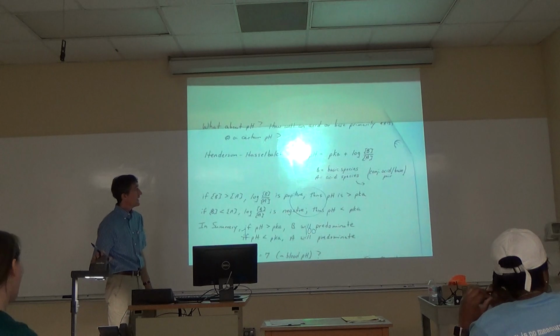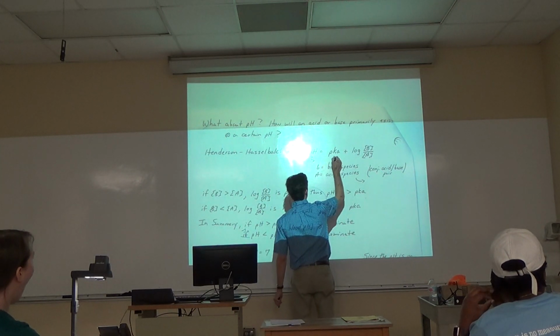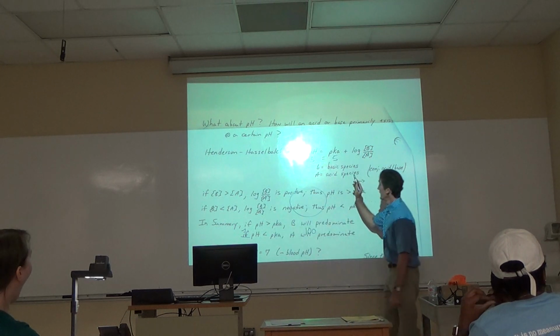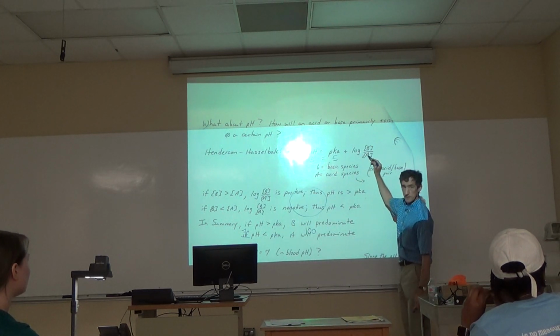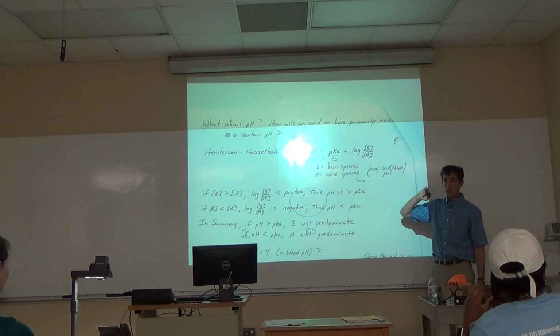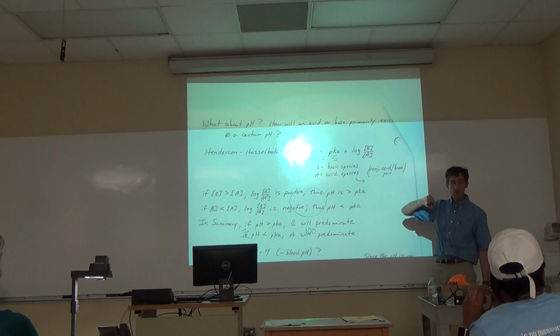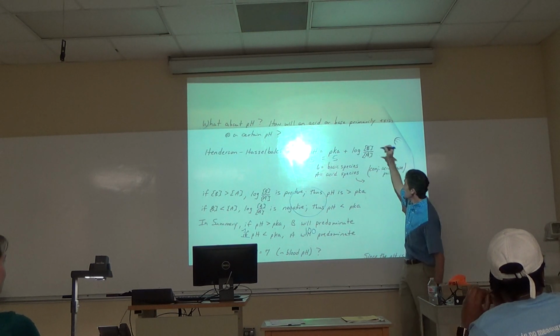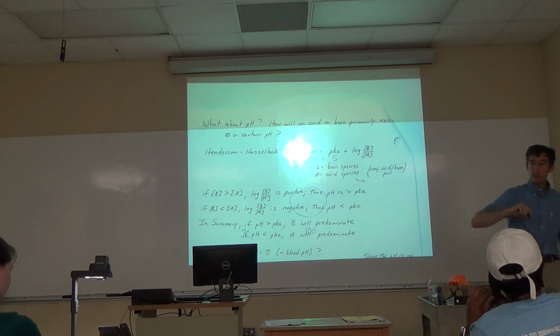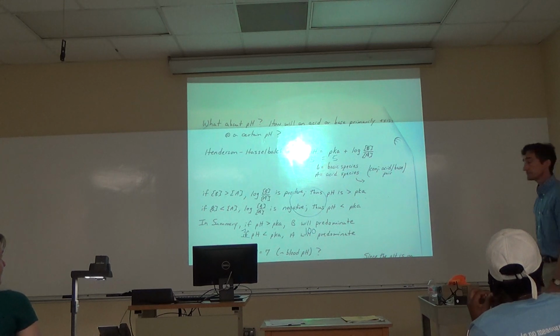Because at pH of 5, look at your math. If that's 5, and that's 5, what would all this have to equal? 0. Well, what do you need B and A to equal for the log of that to be 0? 1. So it would be 1 over 1. They would have to be equal for the log of that to be 0. So it all comes from your math.